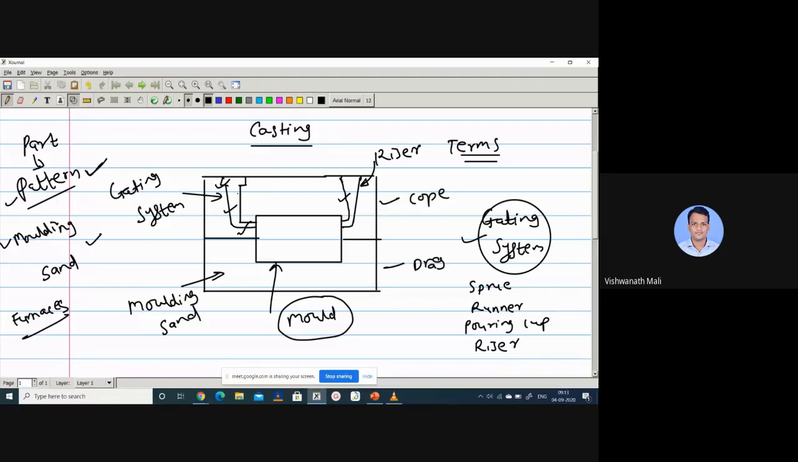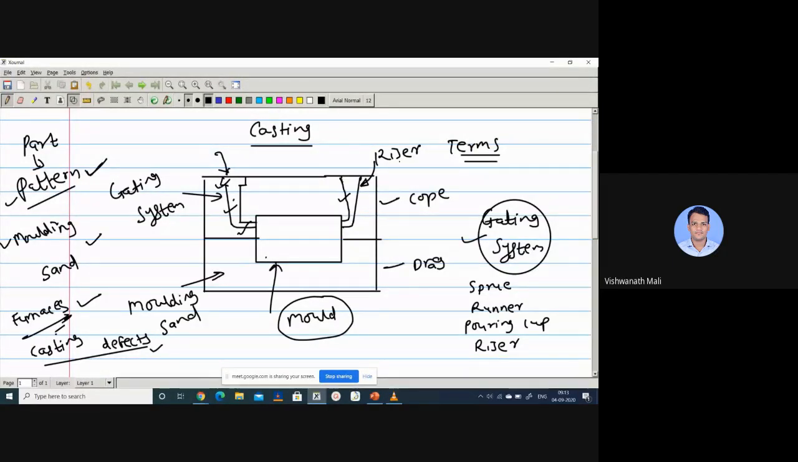Now, once we prepare the gating system and mold, what do we need to do? We need to pour the molten metal. Before pouring, we need to prepare that molten metal, so we will prepare it in the furnace. So next we are going to see the furnaces. Then after furnace, the last thing we are going to see is the casting defects. Once we produce the casting, what are the possible defects we can find in casting? That we are going to study in the last.